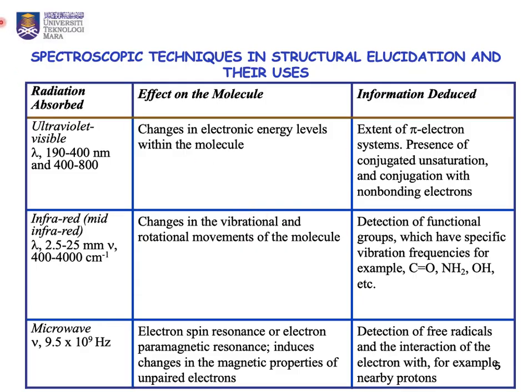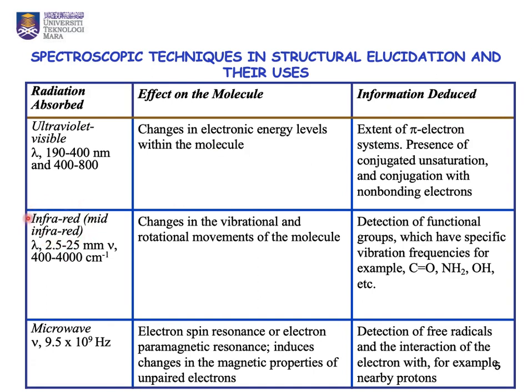You can see here the different spectroscopic techniques which help in the structural elucidation of a compound. For example, ultraviolet visible radiation affects the molecule by changing the electronic energy level within the molecule, and it gives information about the pi electron system.